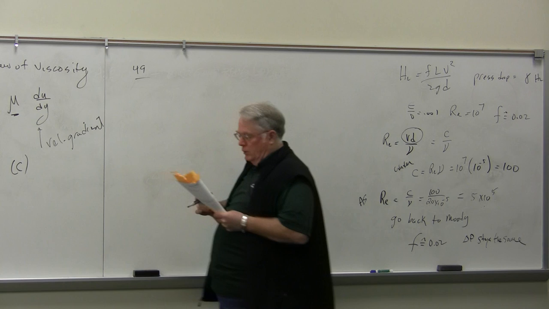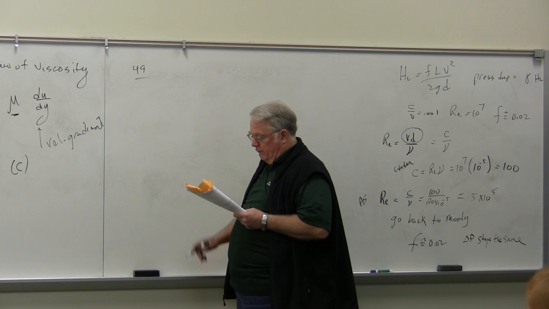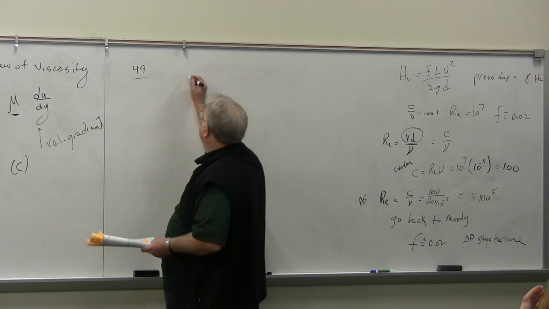Okay, and let me work one more, number 49. Horizontal jet of water, density 1,000 kilograms per cubic meter, deflected perpendicularly to the original jet stream by a plate as shown below. The magnitude of the force F required to hold the plate in place is most nearly. Okay? So this is a momentum problem. Sum of forces is equal to rho Q times V2 minus V1.